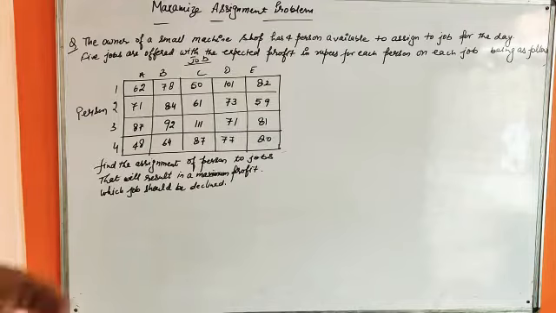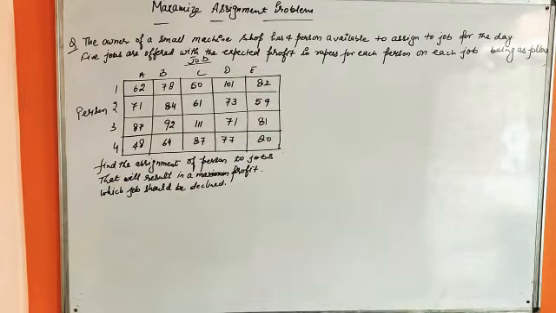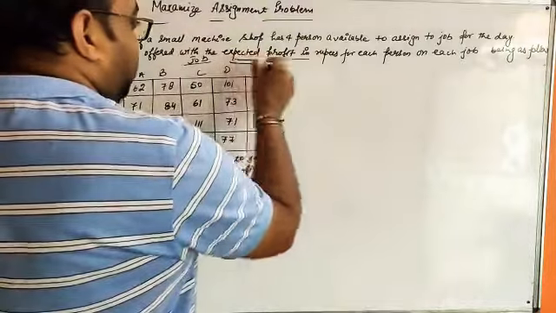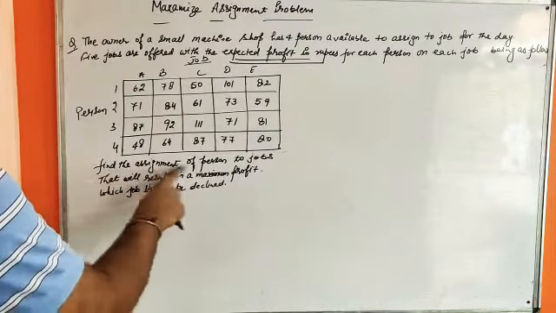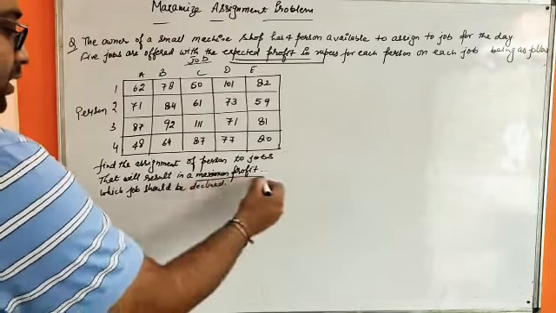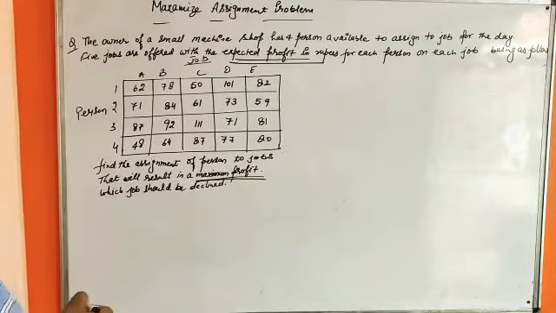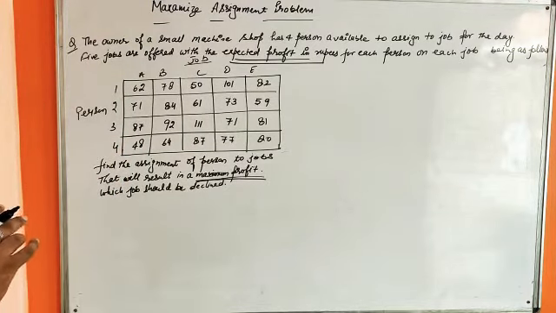The owner of a small machine shop has 4 persons available to assign to job for the day. 5 jobs are offered with the expected profit in rupees for each person on each job being as follows. That is, what is given? Expected profit is given, and profit must be maximized. So this problem is of maximization problem. Find the assignment of person to job that will result in a maximum profit. Again, maximum profit. So confirm, it is clear that this is the problem of maximization assignment problem.